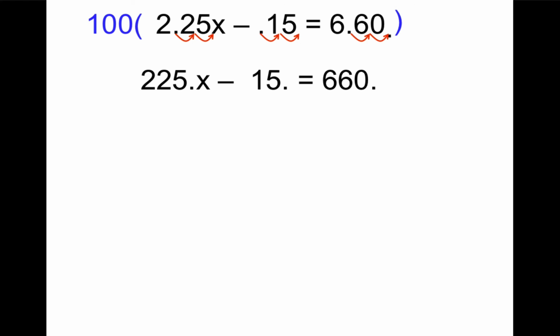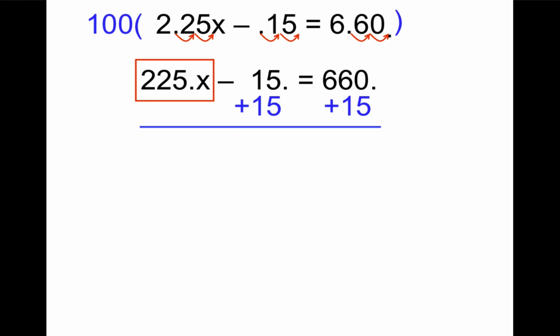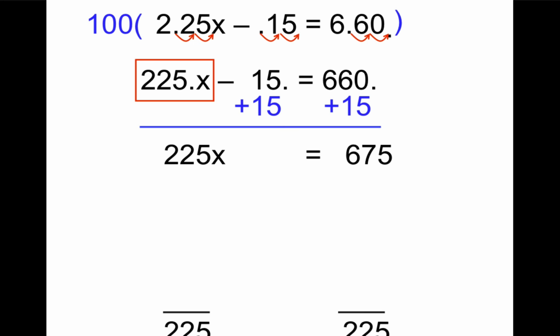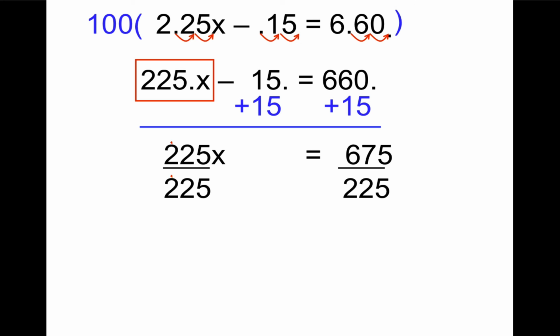This time we box the 225x. We're going to add 15 to both sides of the equation, and we get 225x equals 675. Last step, we want to divide both sides by 225, which conveniently goes into 675 3 times. The answer, x equals 3.